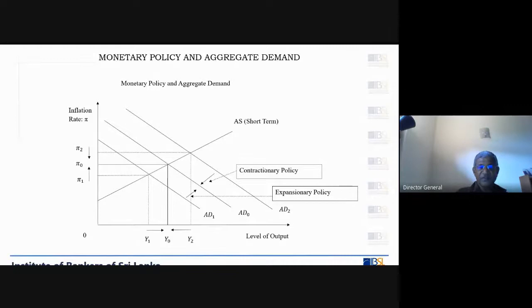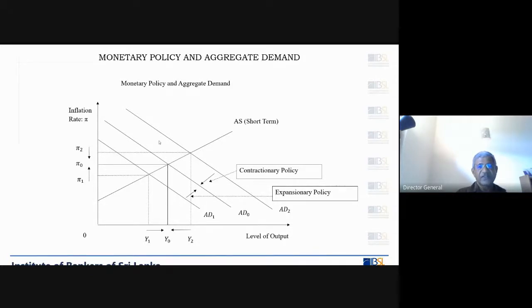Contractionary monetary policy is implemented when the economy is overheating, and contractionary monetary policy is characterized by either cutting money supply or raising interest rates. When the interest rates are raised, aggregate demand shifts to the left. Accordingly, output also will tend to fall. The inflation also tends to go down. So that is the channel.